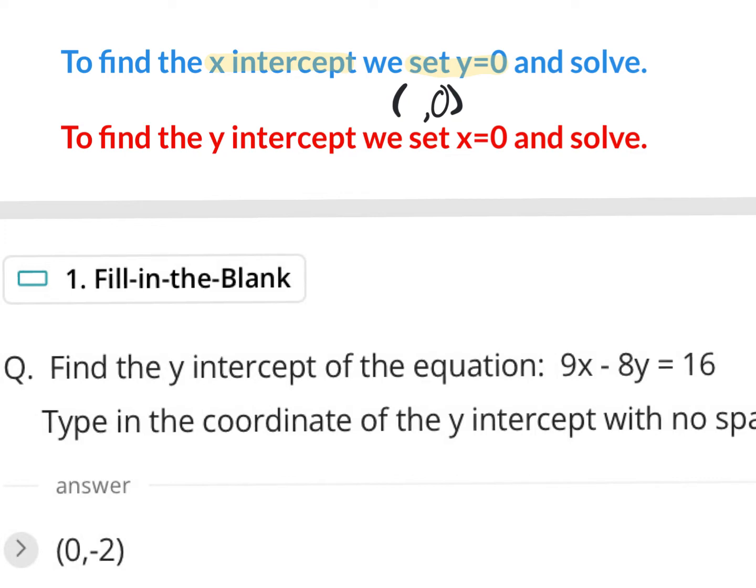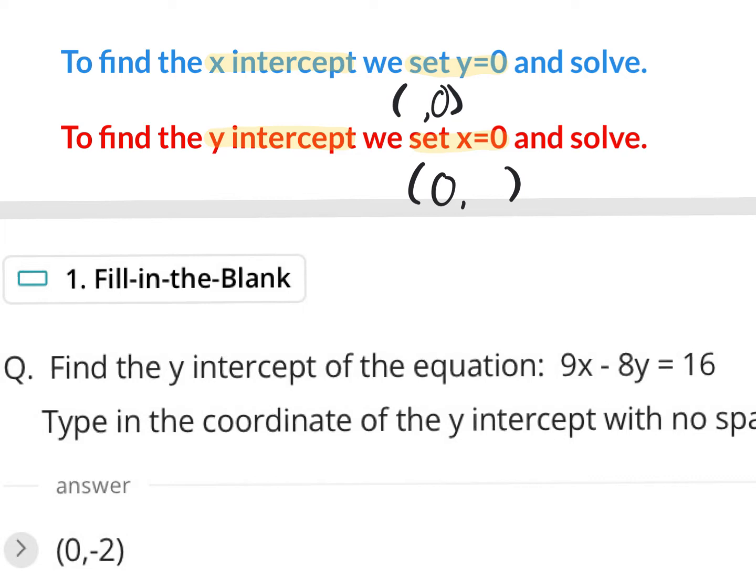To find the y-intercept, we set x equal to 0. I know this is kind of long, I apologize. But in a coordinate, what does that look like where your x is equal to 0? Well, your x value, the first number of your ordered pair, will be 0, and the y value is what you're going to find. You're going to solve for the y value after setting x equal to 0.